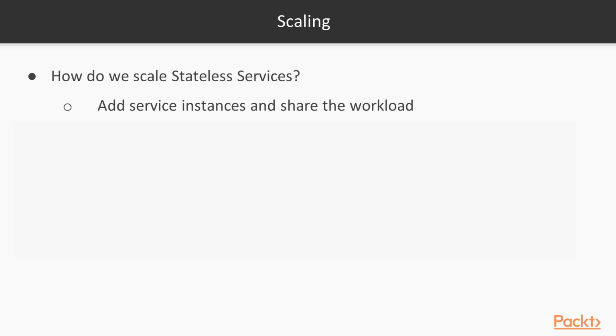As you all know, scaling is a key part of your performance and uptime, managing the uptime of your service as a whole. So, as you also know, there are two major types of Service Fabric services, stateless and stateful. There are different ways we can scale these two services.